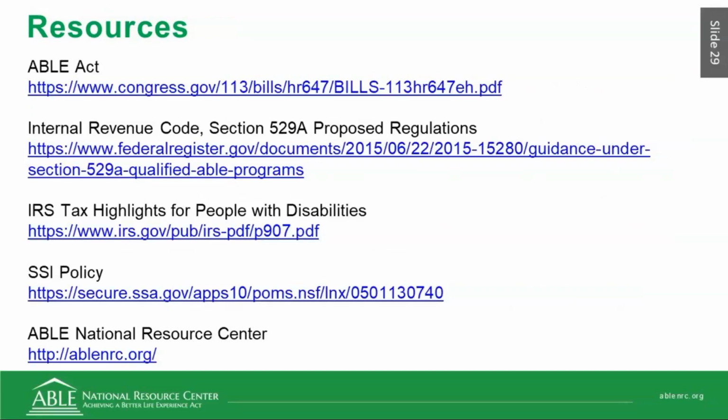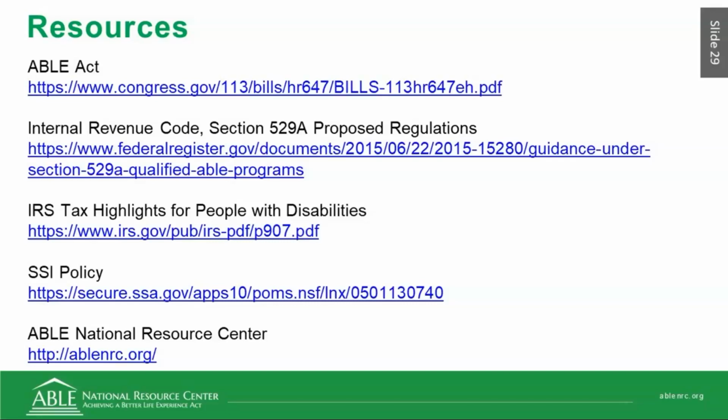We have a link to a variety of different resources. We have a link to the ABLE Act, if you would like to read that. It's kind of some heavy reading. Good if you have insomnia. I'm just kidding. The second reference there is the IRS code. It's from the Code of Federal Regulations, published in the Federal Register, and it's the proposed regulations on the 529A ABLE account. The third is IRS tax highlights for people with disabilities.